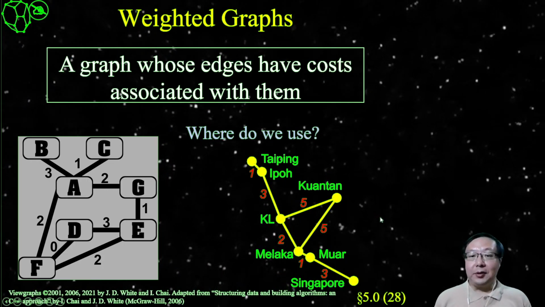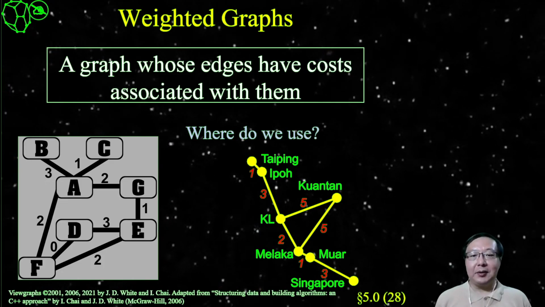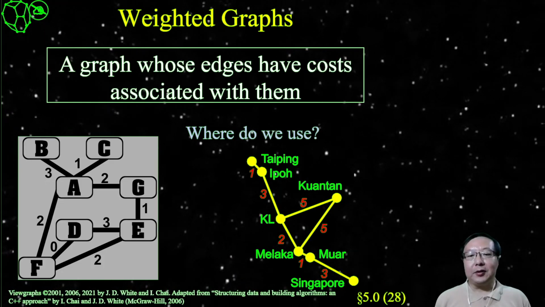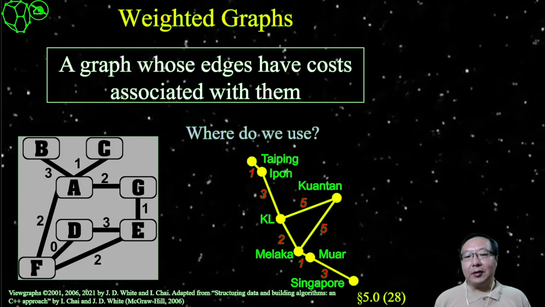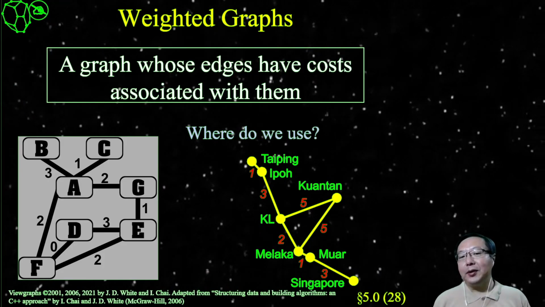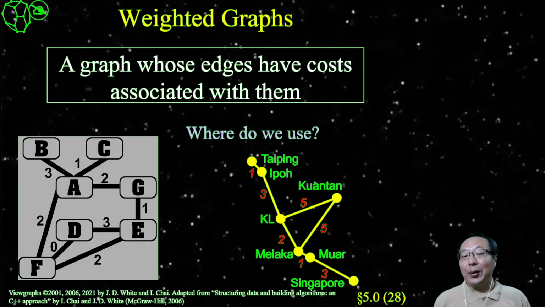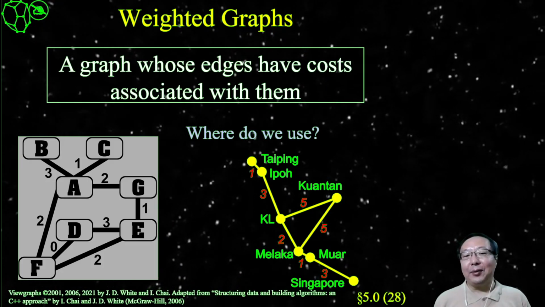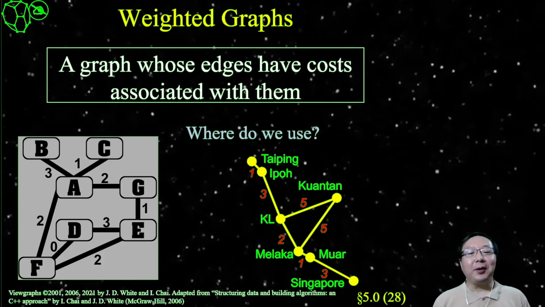So where might we use them? For example, in a graph of distances between places. From Taiping to Ipoh has a cost of 1, Ipoh to KL has a cost of 3, KL to Kuantan has a cost of 5, Kuantan to Malacca has a cost of 5. So can you guess what this cost might be? Yes, they are hours. How many hours, I think, that it would take to drive. Of course, these are only approximate.